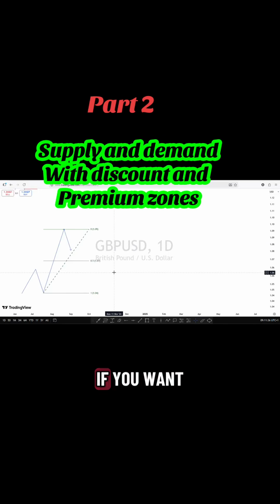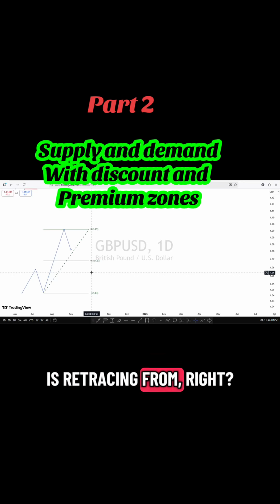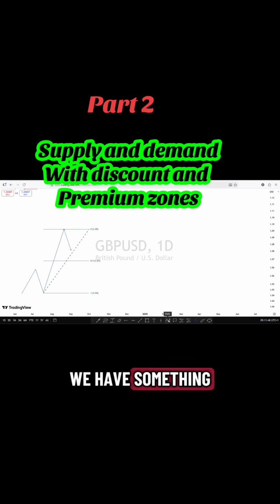Since we've understood that if you want to mark out your discount and premium zones, you just have to take your Fibonacci and place it from the low that caused the break of structure to the current high that price is retracing from, right? So just imagine we have something like this.